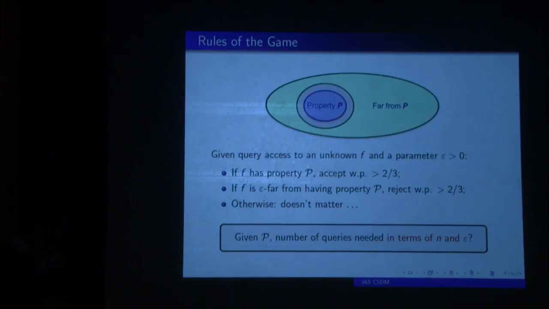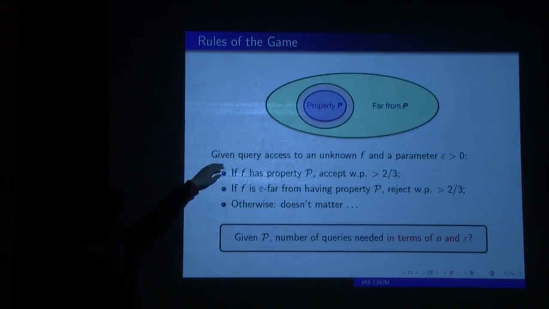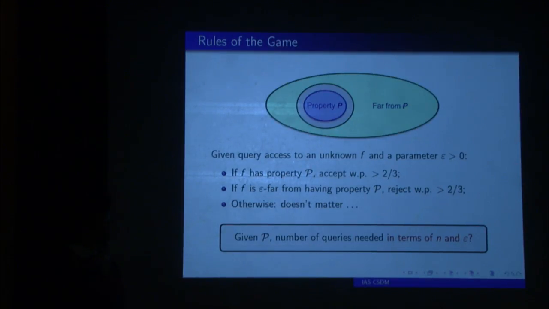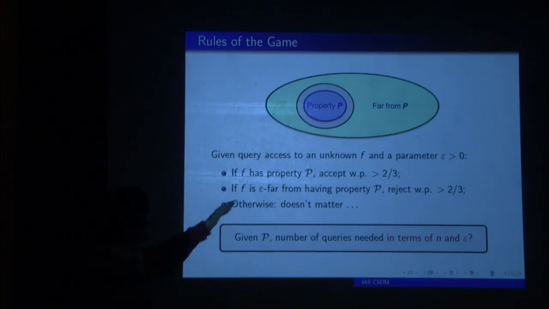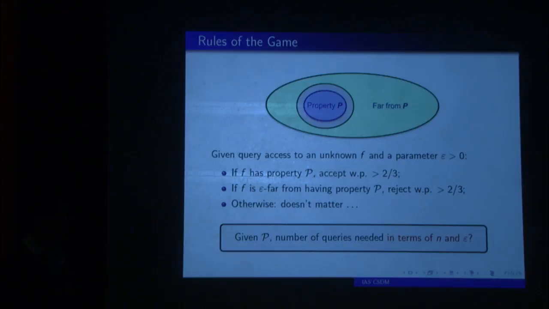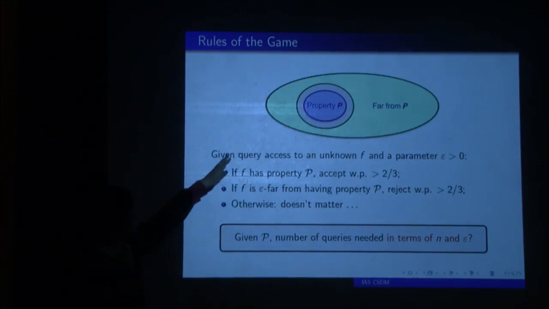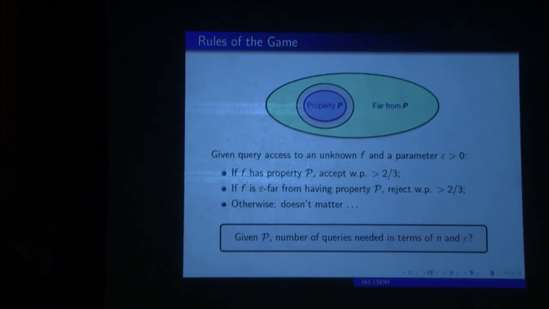So a tester for a property has the following properties. You're given an unknown function and a parameter epsilon, and you need to output yes with probability at least 2/3 if the function has this property. If it is far from having this property, you should reject with high probability. And if it's in the middle layer, in the gray region, then we don't really care. So we're interested in, given a specific property, how many queries do we need in terms of, in this case, n, the number of variables of the Boolean function, and epsilon.